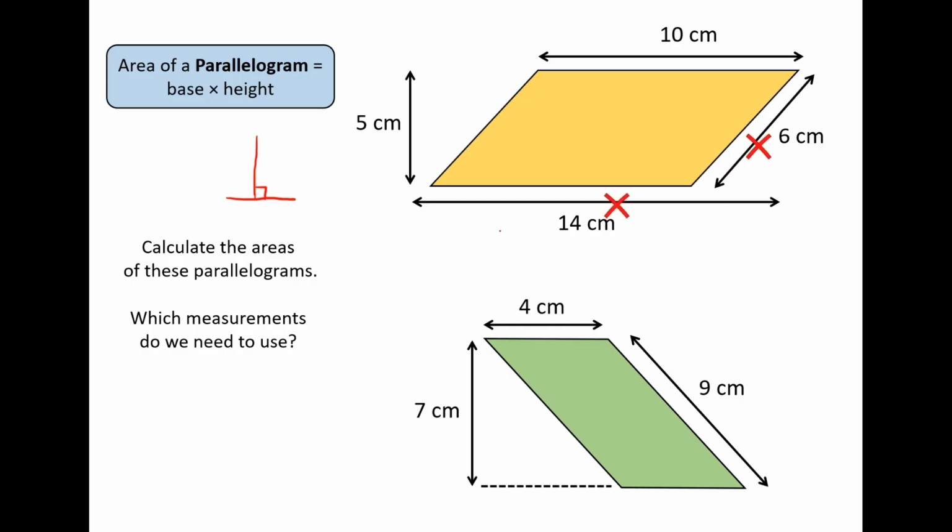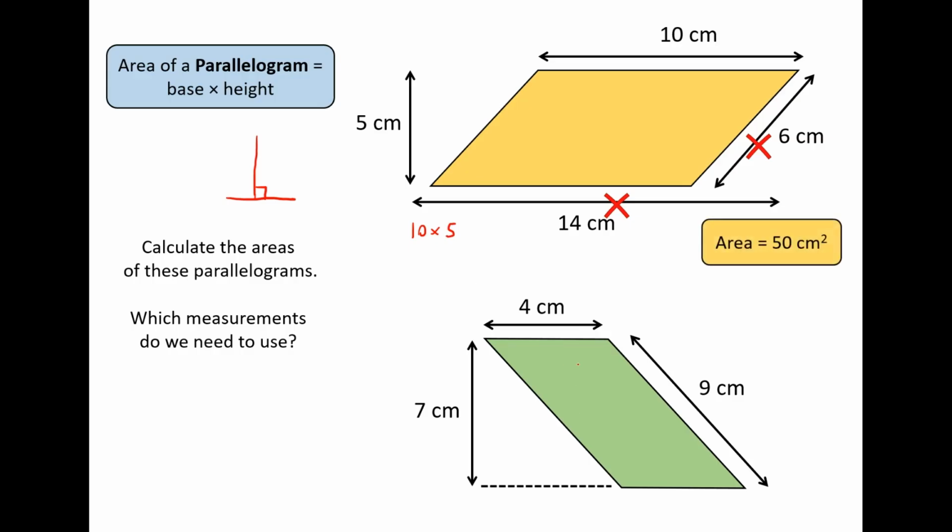So all I have to do to find my area here is just do 10 times 5, 10 being my base, 5 being my height. And if I do that, I get the answer of 50 centimeters squared.